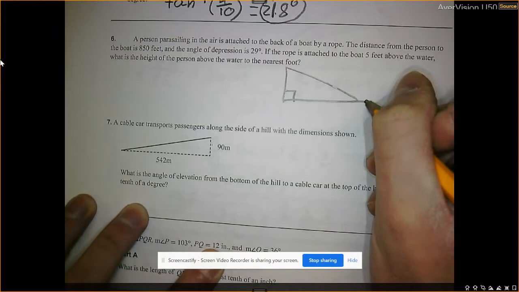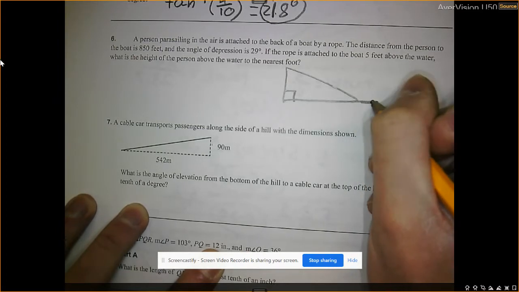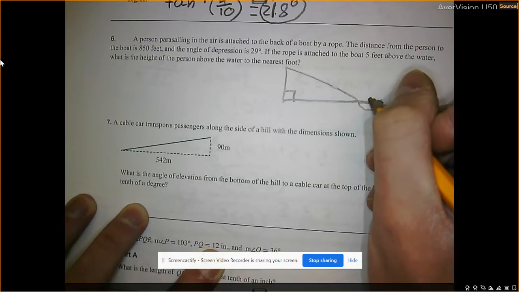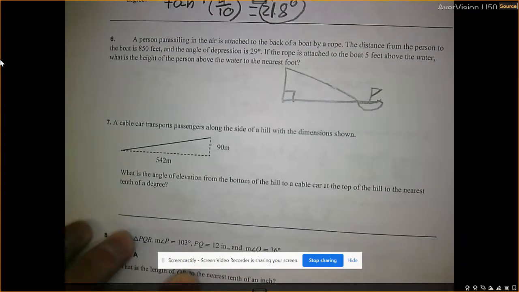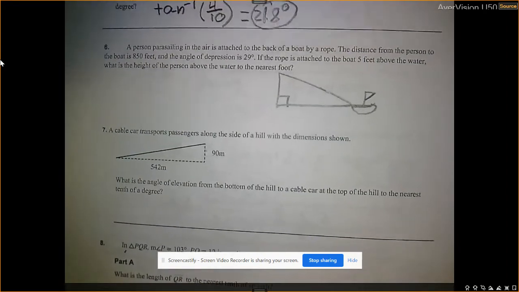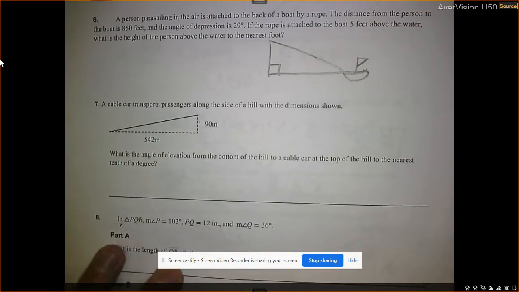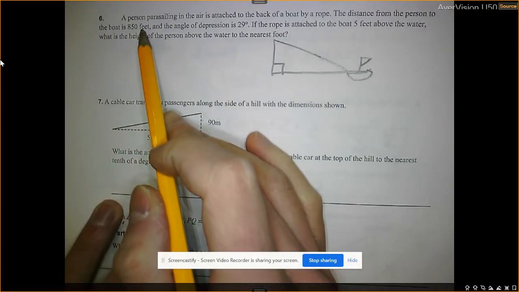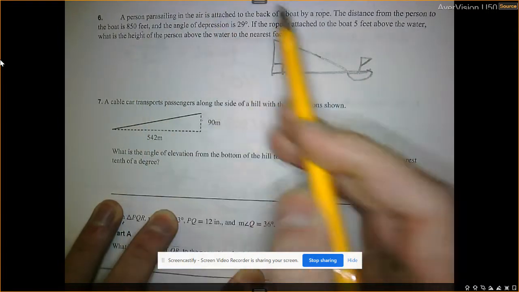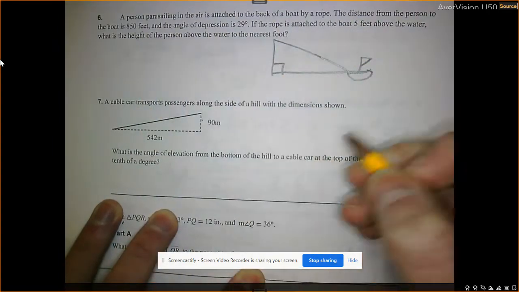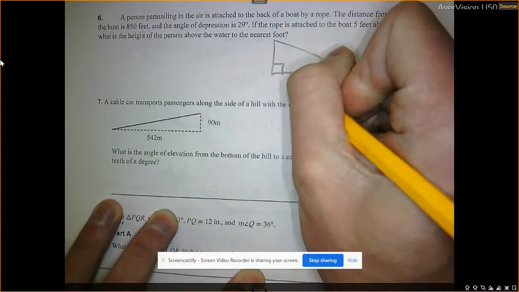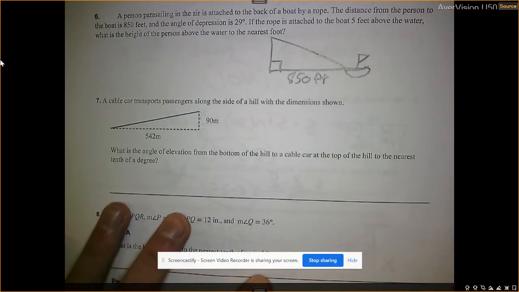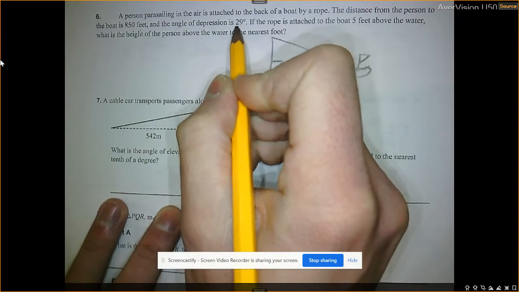Okay, draw it in like this. We have a boat here. If you want to draw out the boat so you can really visualize this, go ahead and do that. Here's my little boat, the little sail, whatever you call that. And from there, you're thinking, okay, the person to the boat is 850 feet. It really should say horizontal distance from the person to the boat, because that is going down here. From there, the angle of depression is 29 degrees.